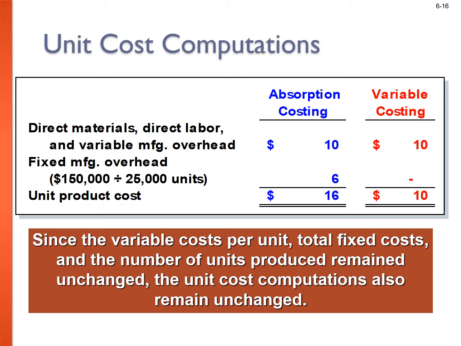Under absorption costing, again, we'll have a $16 unit product cost because we'll take the direct materials, labor, variable manufacturing overhead, plus the fixed manufacturing overhead per unit, which is $6, to get a $16 product cost. We'll take the direct materials, direct labor, and variable manufacturing overhead to get the product cost per unit under variable costing.